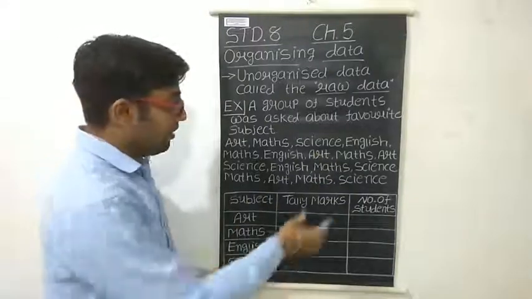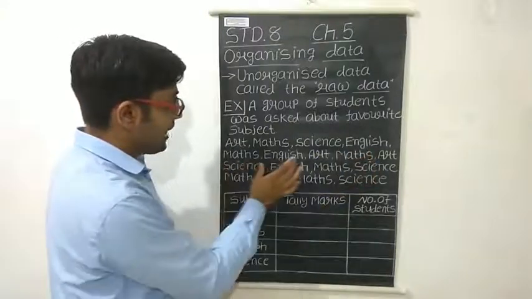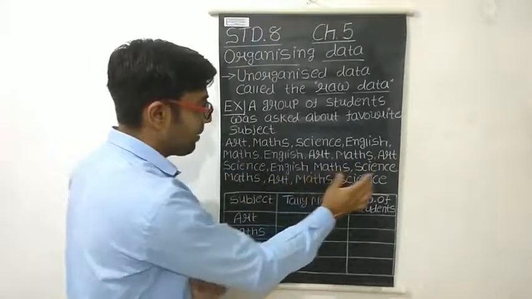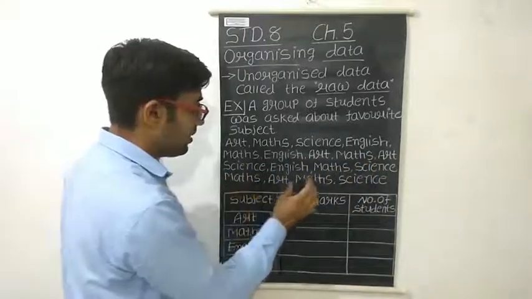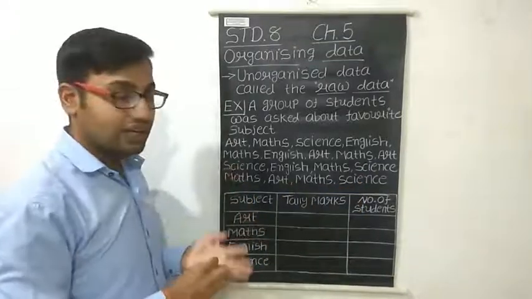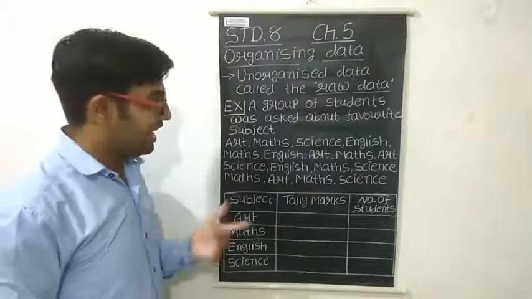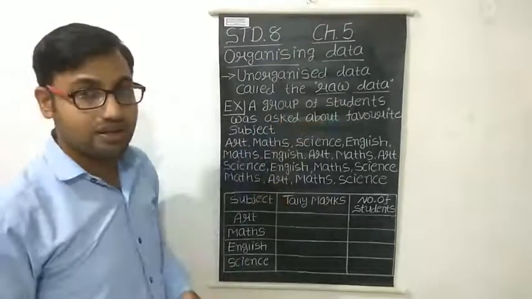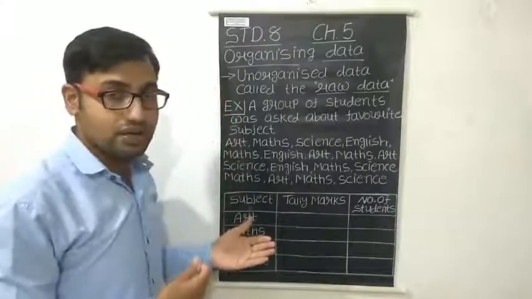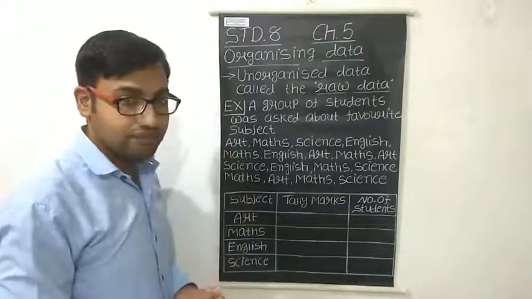So in this way, we get English, maths, English, art, maths, art, science, English, maths, science, maths, art, maths, and science. So this is what we get as data, and that data is called raw data because it is not in the form of any arrangement. It is not organized data.